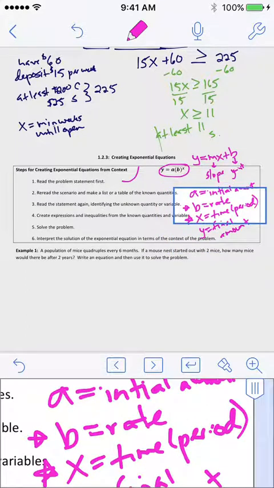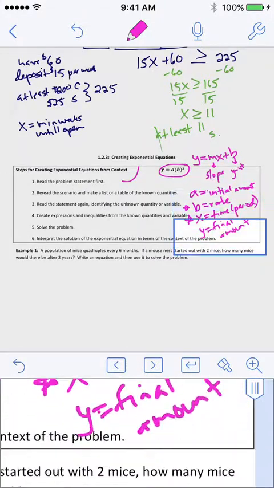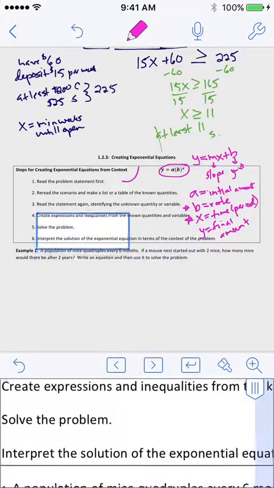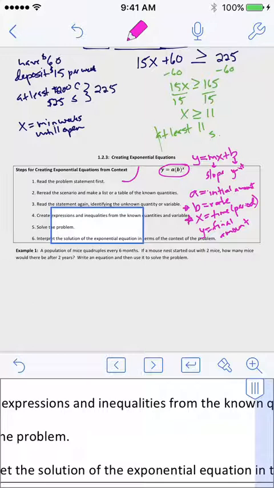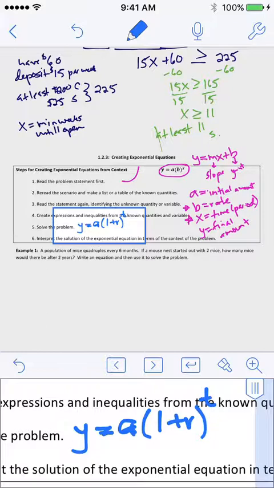And it's not always about money. It could be about population, could be about a whole bunch of other stuff. But basically it's the same idea: the initial amount, the rate, the time, and the final amount. You may see them represented slightly differently. You may see some other ones that look like y equals a times 1 plus r to the t. Just notice that the 1 plus r part is just the b, t is just the x. So it's the same thing.